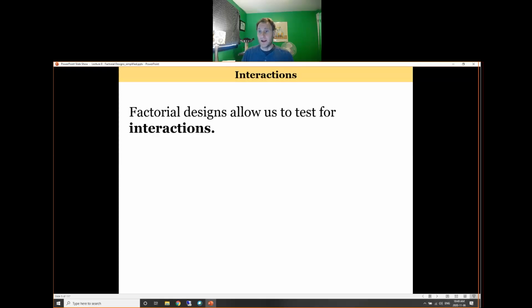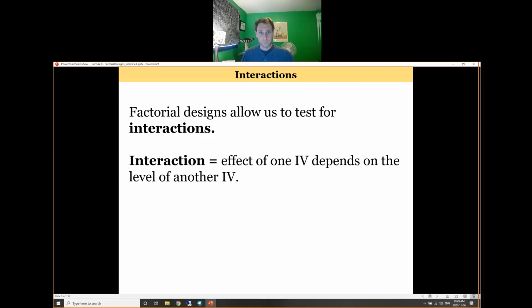Why factorial designs are so cool is they allow us to test for interactions. So an interaction is a situation where the effect of one independent variable on the dependent variable depends on the level of another independent variable. There's some terminology in here that we just have to get straight. We have to kind of memorize, and interaction is definitely one of them. So we have to understand what an interaction is. The effect of one independent variable depends on the level of another independent variable. And we'll see what that means more clearly in the upcoming slides.